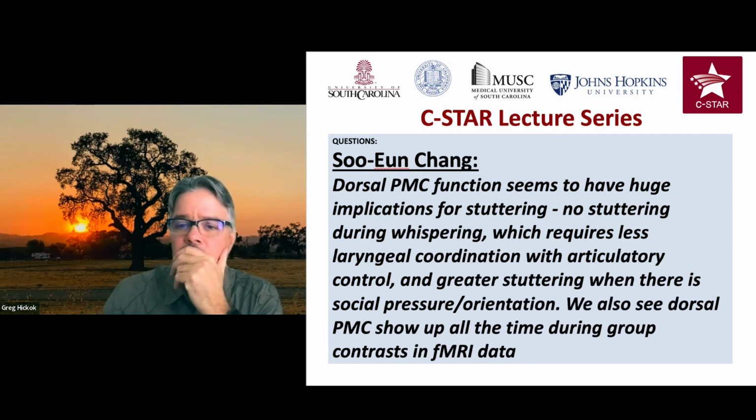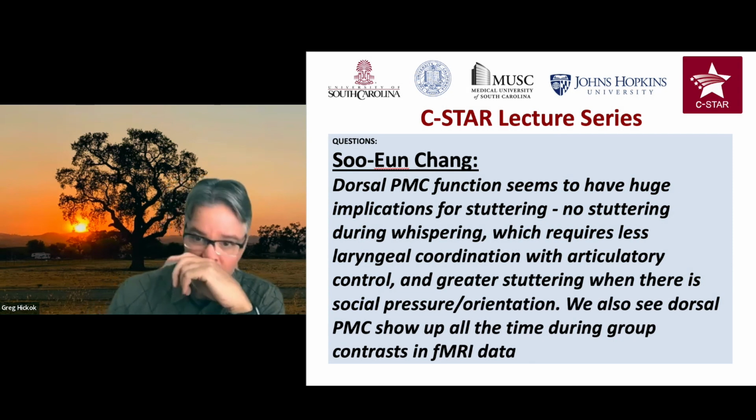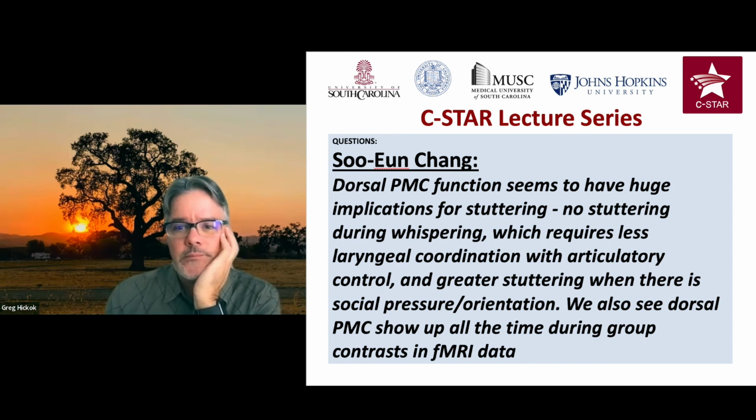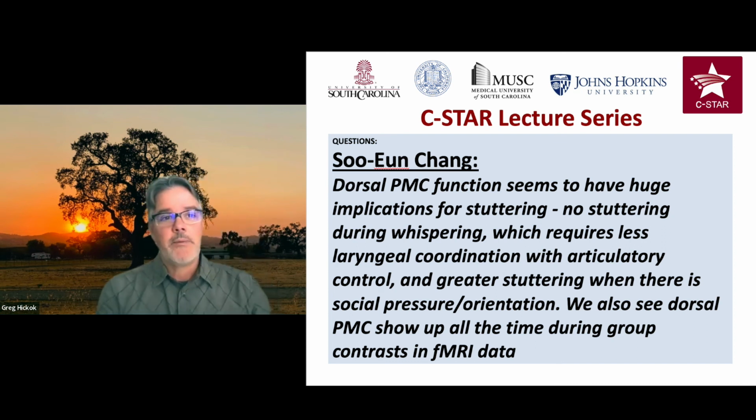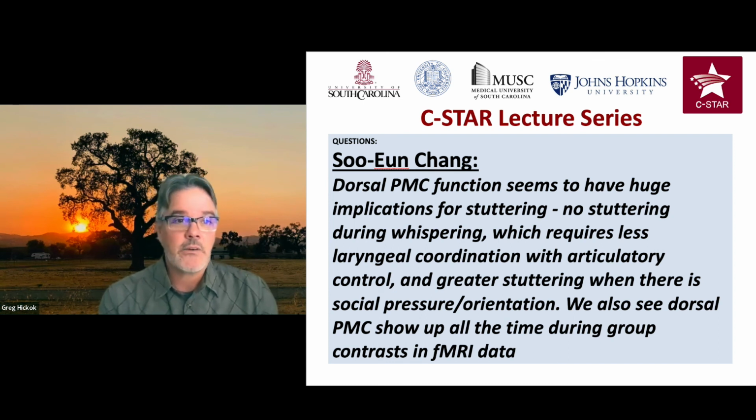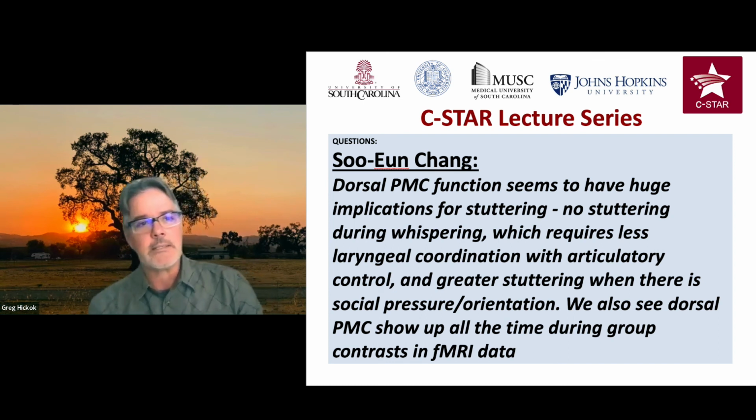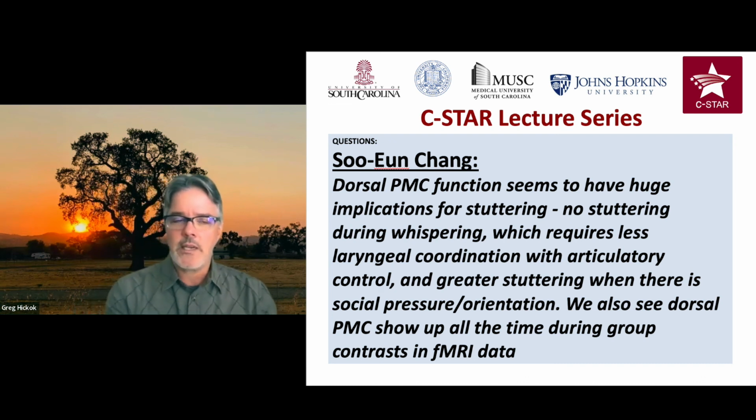Just on the stuttering, and then we have another question as well. Sue Chang asks, dorsal PMC function seems to have huge implications for stuttering. No stuttering during whispering, which requires less laryngeal coordination with articulatory control, and greater stuttering when there is social pressure or orientation. We also see dorsal PMC show up all the time during group contrasts in fMRI data. Yeah, maybe that's a rich area to study. Singing also alleviates stuttering, right? So yeah, there could be some really interesting things in there.